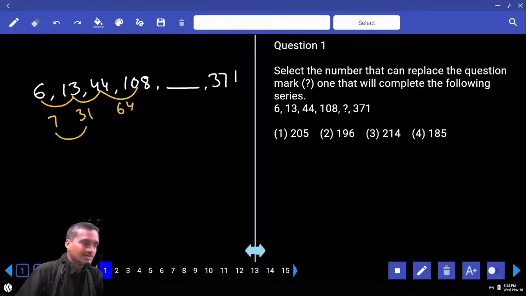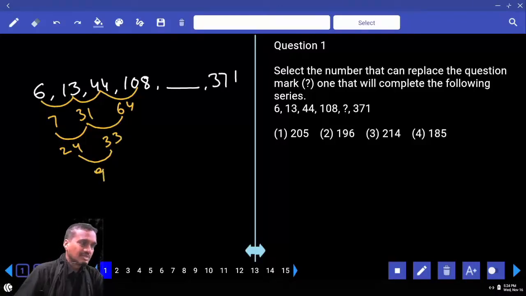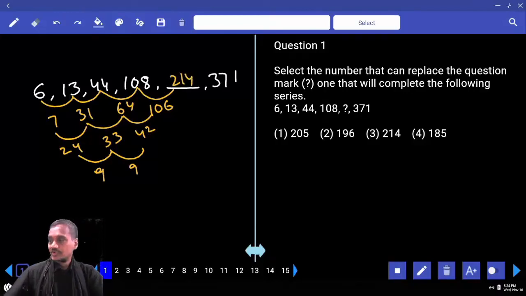Now 7 and 31, what is the difference? 7 and 31 difference is 24. And next one, 31 and 64, what is the difference? 33. Then again 24 and 33, the difference is 9. And next one, 33 plus 9 is how much? 42. That means 64 plus 42, how much to be added? 106. Now if you add 106 to 108, 108 plus 106 is 214. And 214, that is choice 3.